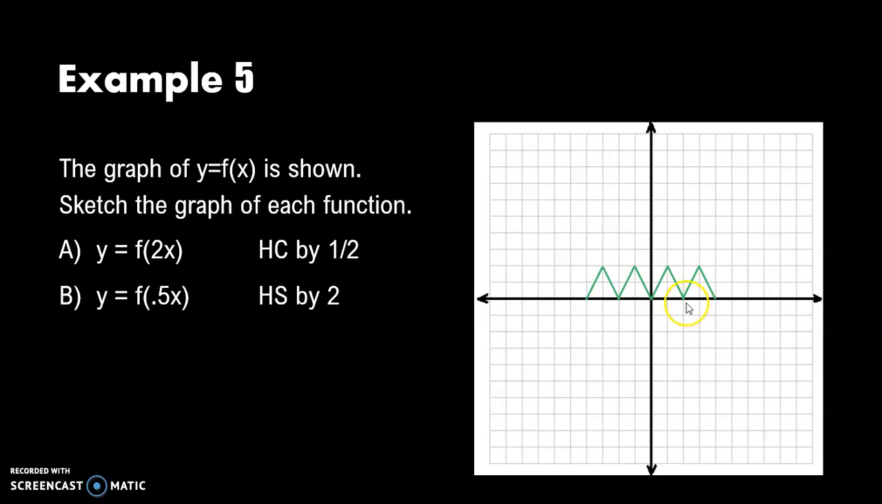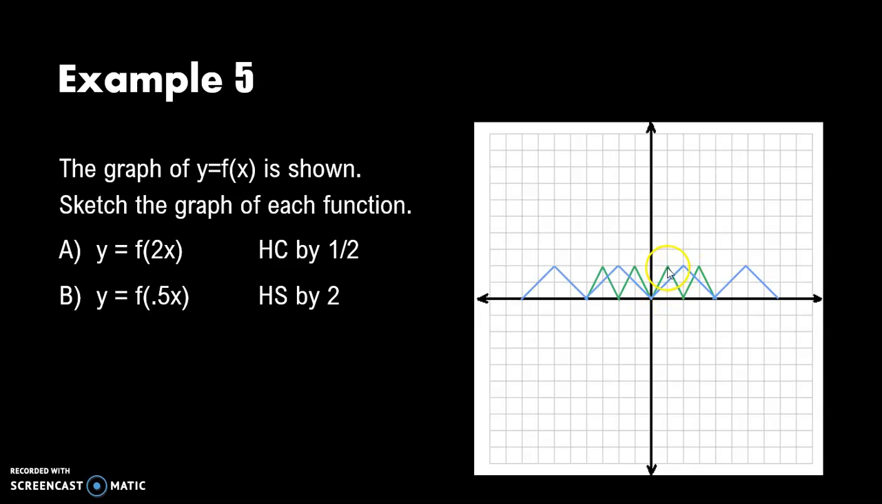So what we're going to do on our graph is take the x values and multiply them by 2. So this was at 1. 1 times 2 is 2. It's going to move over to 2. This was at 2. 2 times 2 is 4. It's going to move over to 4. So I'm stretching it horizontally by 2. And it would look like this graph here.